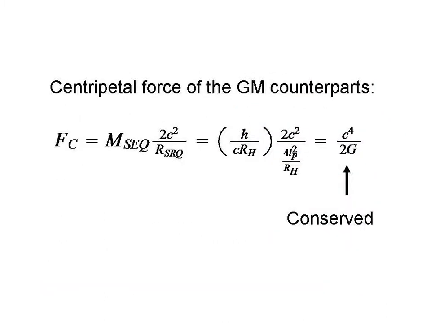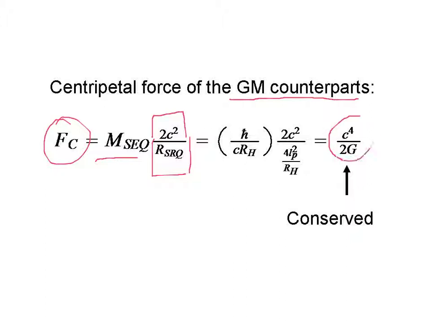Looking at the centripetal force of the geometric mean counterparts, we find that F sub c, centripetal force, is equal to the mass of the small energy quantum times the tangential velocity squared divided by the radius of the small radius quantum, and we get c to the fourth over 2G. This is our conserved initial centripetal force.